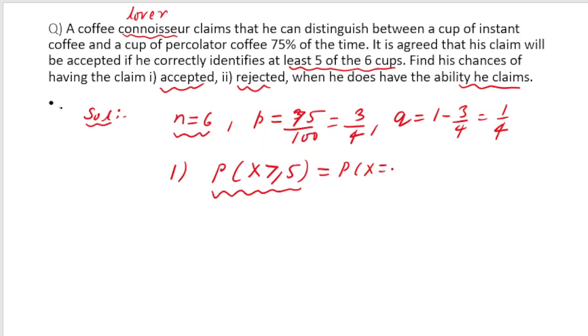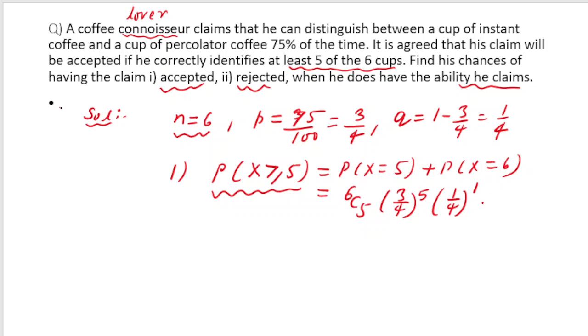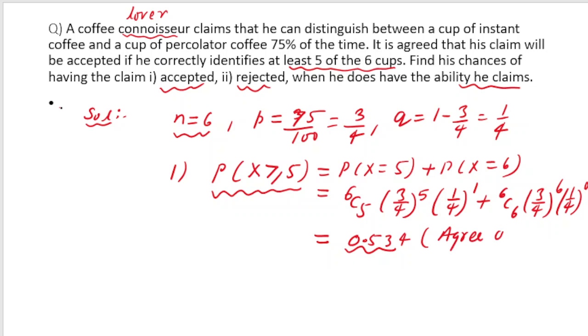So basically we have to calculate the probability for X equal to 5 and the probability for X equal to 6. Now we are confident about the formula, n is 6, so for X equal to 5 it is 6C5, times the probability of success 3/4 to the power 5, times the probability of failure 1/4 to the power 1, since 6 - 5 is 1. And for X equal to 6, 6C6 times 3/4 to the power 6 and 1/4 to the power 0. If you do this evaluation, I am leaving it for you to complete, it will be 0.534. You just check it and let me know in the comment section whether you agree or disagree.